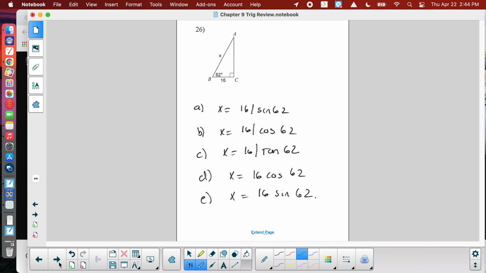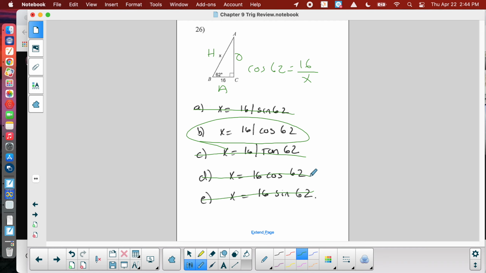Which function am I going to use here? Somebody tell me which function. Cosine, yes, because the hypotenuse is over here, the opposite is over here, the adjacent is here. So cosine of 62 is adjacent over hypotenuse, and the cosine 62 is going to be in the denominator. Let's go. Okay, we're getting there.